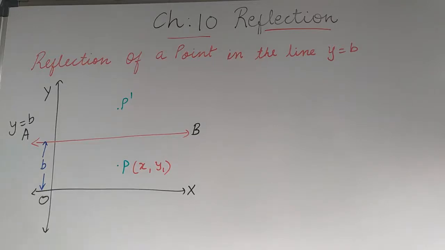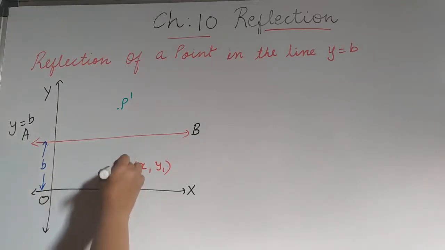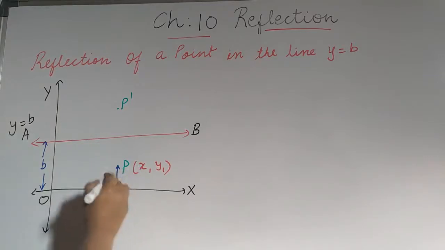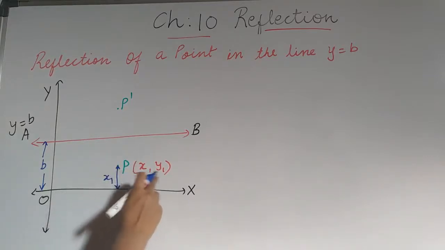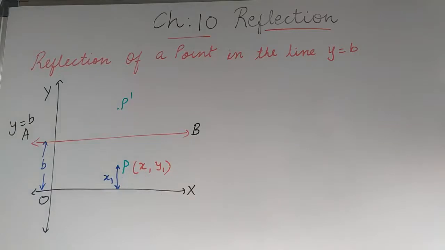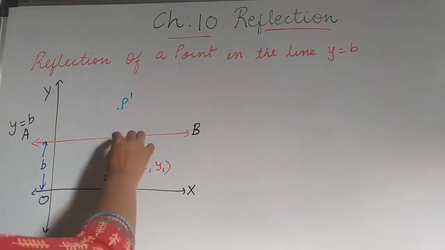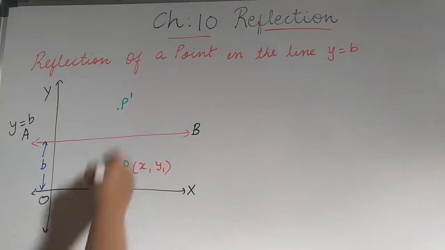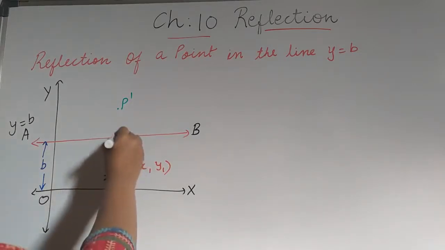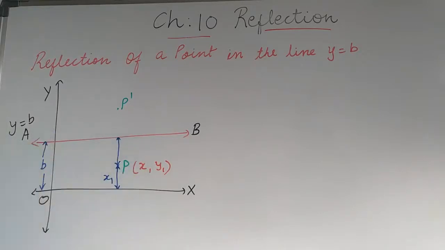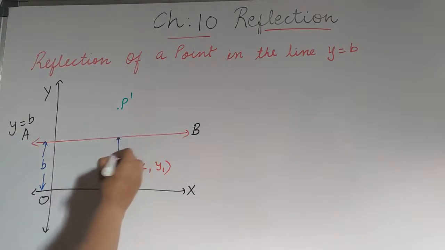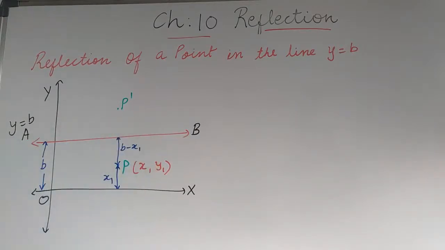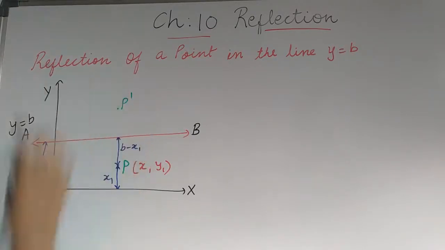Now this distance from the origin, that is x1. How much? x1, because for the coordinates of P we have taken x1, y1. So how much is this distance now? That will be total B minus x1. This is B, the whole distance B, minus x1; I separate this so that I get this much part, B minus x1. So whatever this much distance, the same distance it will cover here.